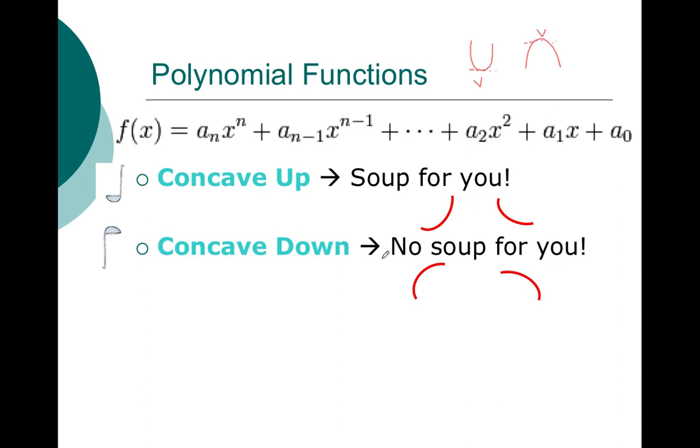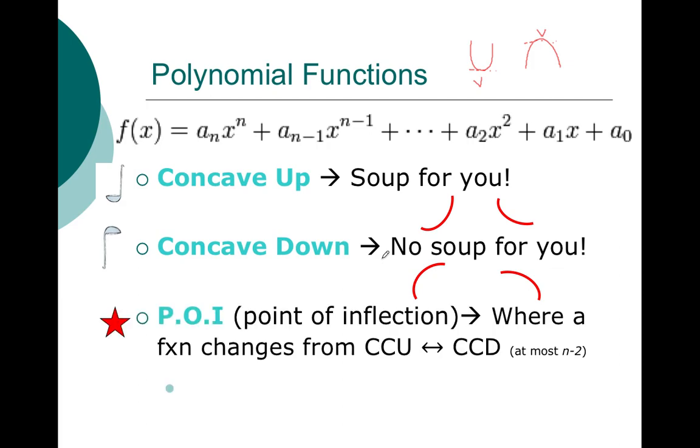Well, what about where a function changes curvature from concave up to concave down or vice versa? That's called a point of inflection, or poi.